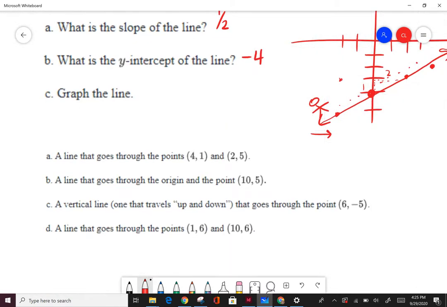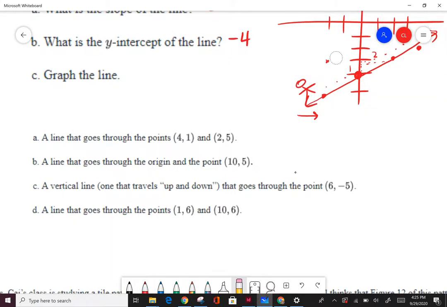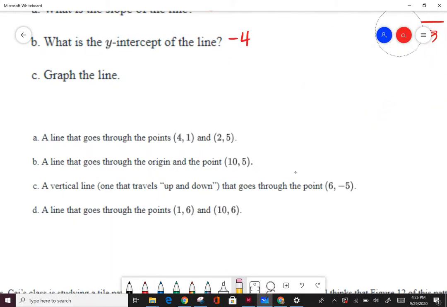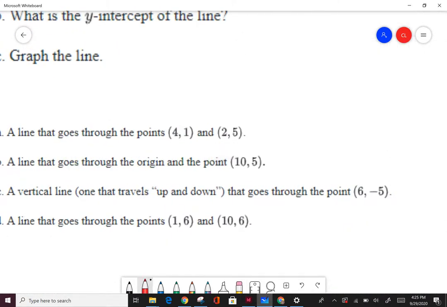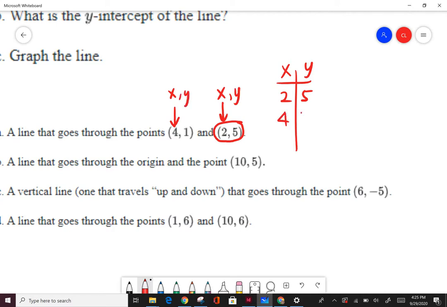Next one, a line that goes through. So this one's asking, without graphing, can we figure out what the slope is? Okay, and so I'm going to look at the change in y and change in x. So I really like t-charts. I am going to write 2, 5 first. And the reason I chose 2, 5 first is because the 2 on the x comes before 4 on the x. So remember, this is our x and our second number is y. So we have 2, 5, then 4, 1.